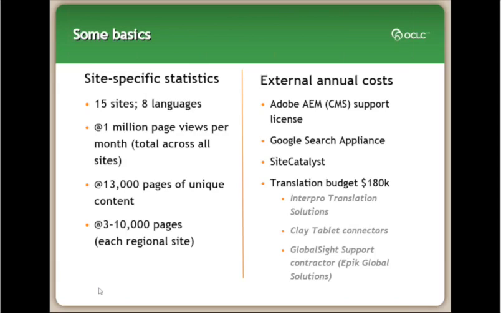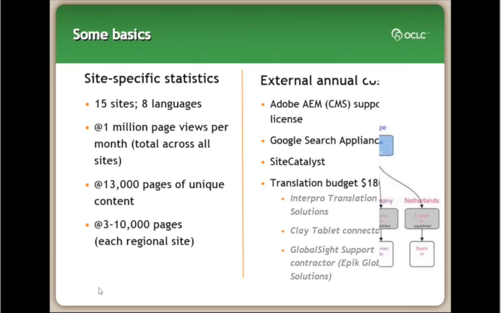Besides our internal staff costs, we have external costs for tools that support the website. We use Adobe AEM as our CMS. We use Google Search Appliance, Site Catalyst for our analytics, and for our translation budget of usually below $180,000 a year, we have our agency, Interpro Translation Solutions, we've been working with for quite a while. Clay tablet connectors to get our content in and out of the content management system and to the global site system. And then we do contract with a global site support contractor as we continue to learn more about the system.